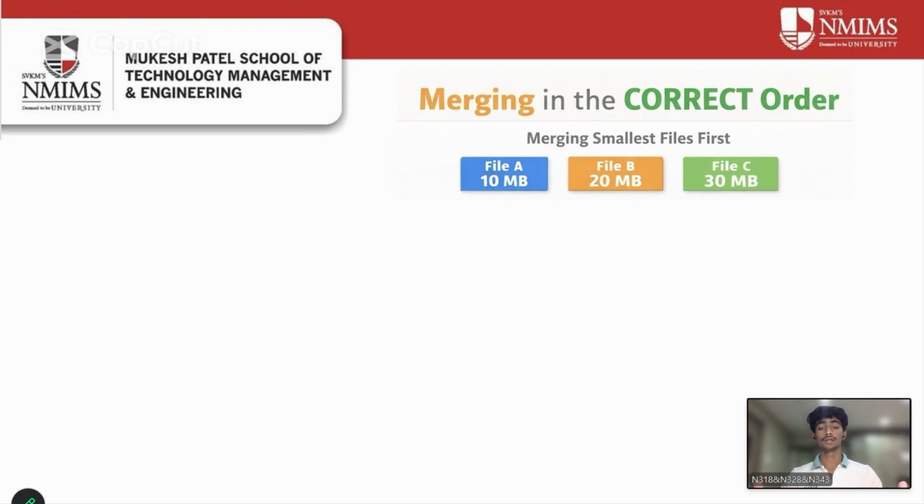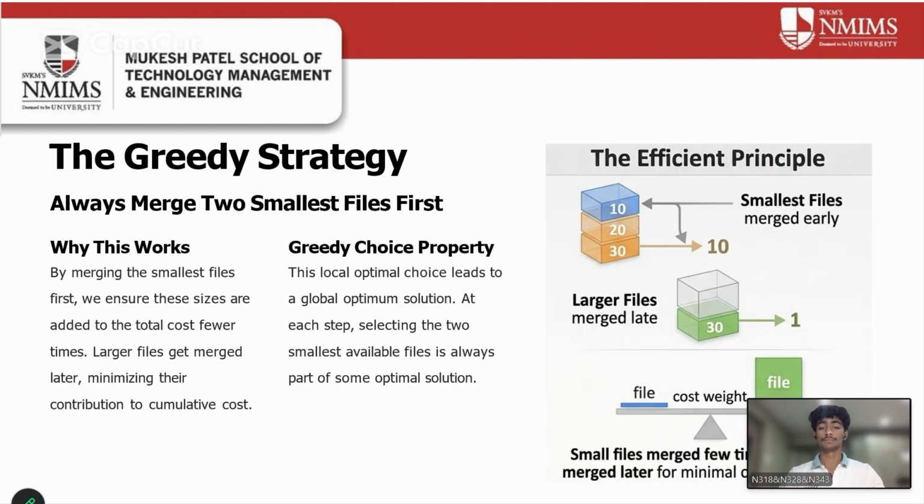Then we merge 30 plus 30. The first 30 is 10 plus 20, which we have merged, and we add the remaining 30 MB file to that 30. So the cost we get is 60, and the total cost we get by adding 60 and 30 is 90. 60 plus 30 is equal to 90. The cost is lower than the previous one, so this proves that merging smaller files first gives us better results.